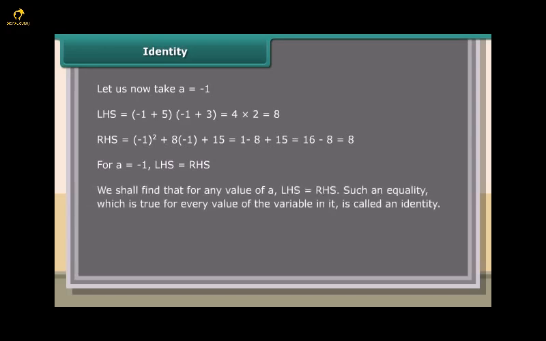We shall find that for any value of a, LHS is equal to RHS. Such an equality, which is true for every value of the variable in it, is called an identity. Thus, (a plus 5) into (a plus 3) is equal to a square plus 8a plus 15 is an identity.